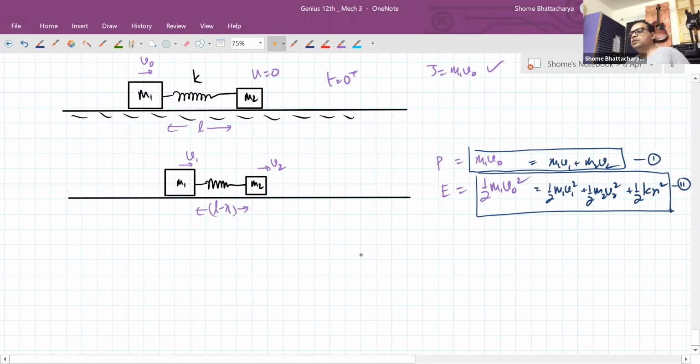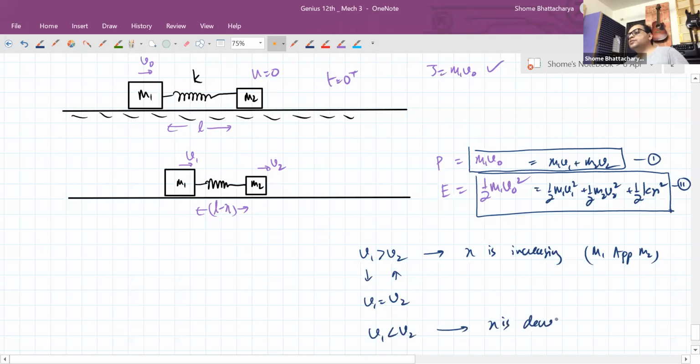Okay, so it is that standard type of problem where you can see that initially v1 is greater than v2, so x is increasing. The compression of the spring is increasing because m1 is approaching m2, but v1 is reducing with time, v2 is increasing with time. So at some stage v1 becomes equal to v2, after which v1 becomes less than v2. So then x is again decreasing. So at that point of time, M2 starts separating from M1.